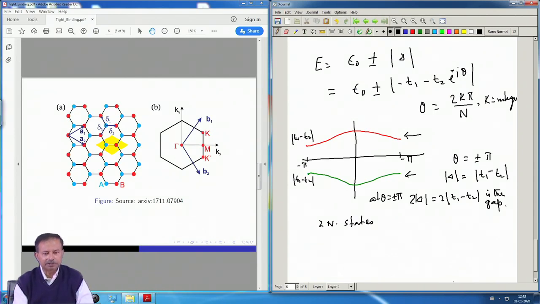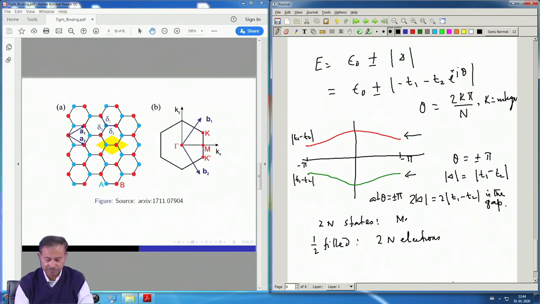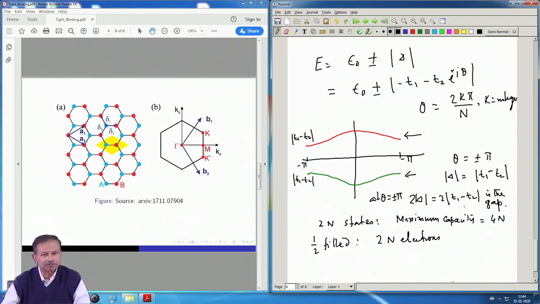So, in the case of, for example, the half filled system, if you have 2n number of atoms, then half filled means you can put in 2n electrons. So, the maximum number of electrons you can put in, the maximum capacity, is 4n, right, because each of these states can accommodate 2 electrons, but at half filling we are going to only put half of that. So, 2n electrons, basically 1 electron per site per orbital, is what makes it 2n electrons, which is half filled.